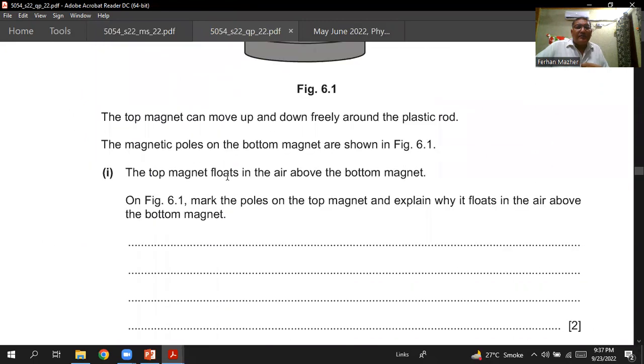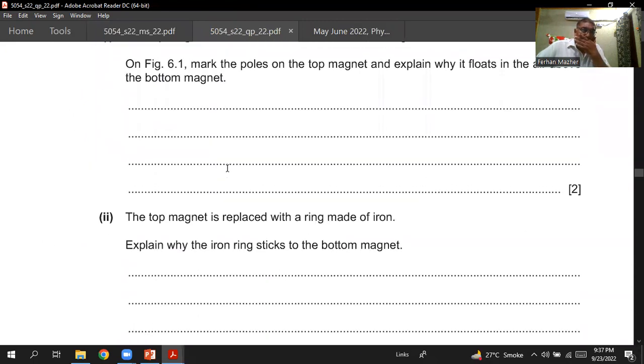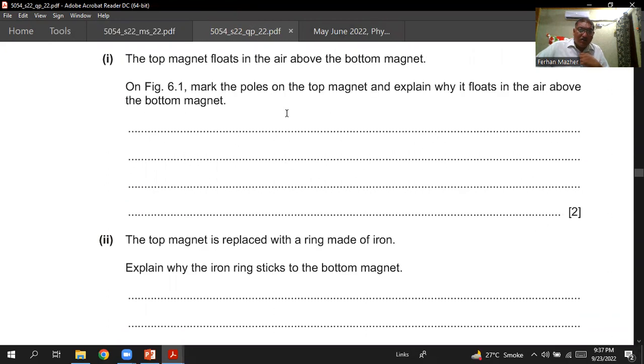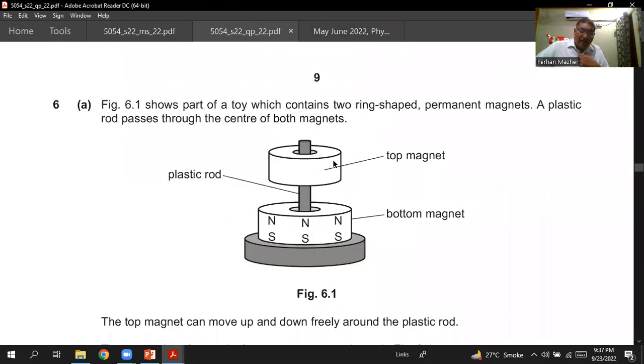Okay, so we are done. The top magnet is replaced with a ring made of iron. Explain why the iron ring sticks to the bottom magnet. You see, if you replace this top magnet with a ring of iron, then when the iron is here, it will be inside the magnetic field of this bottom magnet.